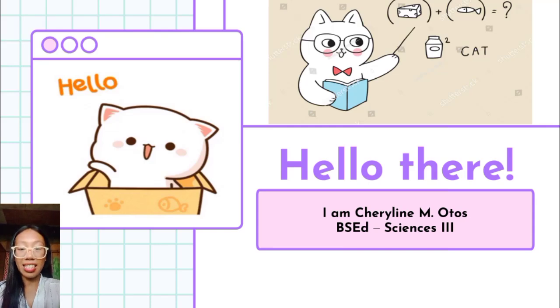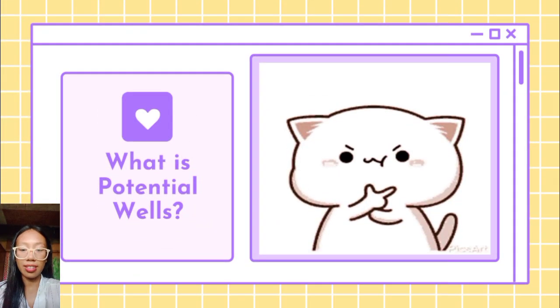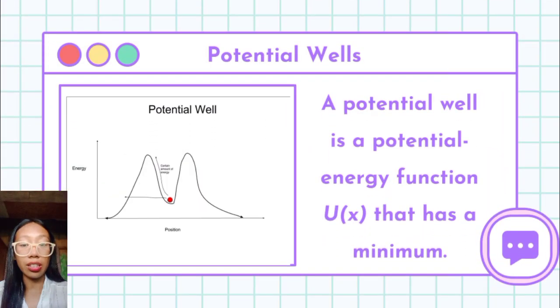Today, I am going to report all about potential wells. What is a potential well? A potential well is a potential energy function U(x) that has a minimum. In Newtonian mechanics, a particle trapped in a potential well can vibrate back and forth with periodic motion.